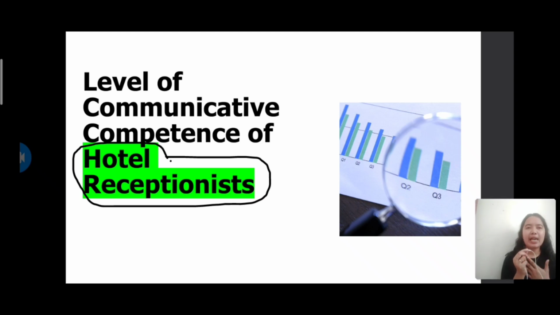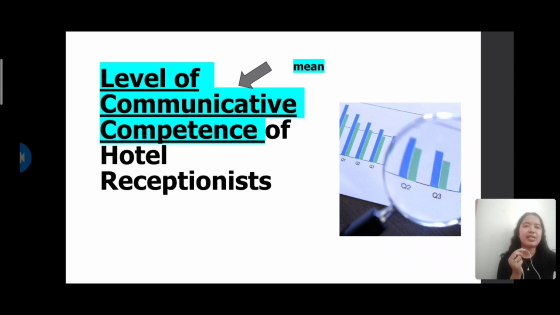Now, if earlier we made use of frequency as our descriptive statistic, what about the descriptive statistic to be used in this research title? How are we going to measure the level of communicative competence of hotel receptionists? With this research title, we will be using a statistical tool, which is the mean, since it is about levels. We're going to rate communicative competence from a certain range. So we will be using the mean. Now, that is the last research title sample.